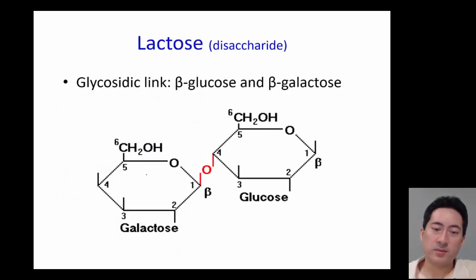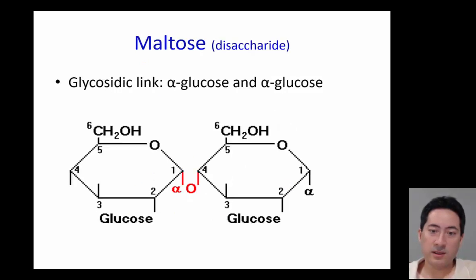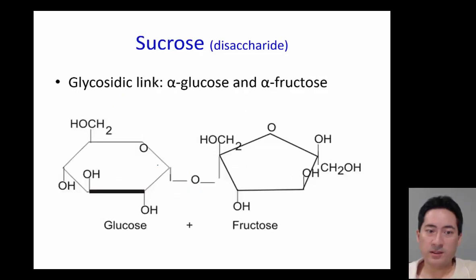This is just an example of what different sugars look like that are very common. So lactose in milk looks like this. You can see they're beta types. One's a galactose, one's a glucose. Maltose is also very common. And sucrose is what we just showed you.